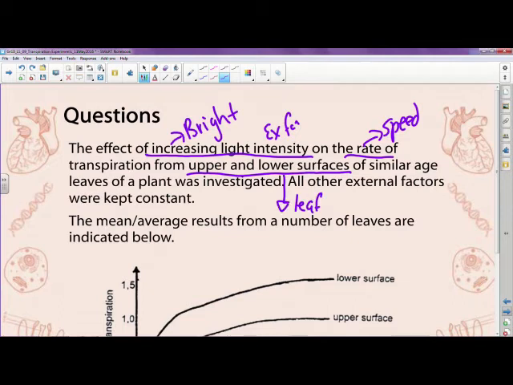Of similar aged leaves of a plant was investigated. Similar age tells me it's a controlled variable. I'm controlling it. I need things to be as consistent as possible. The last part of it, all other external factors were kept constant. Okay, now there's a graph.